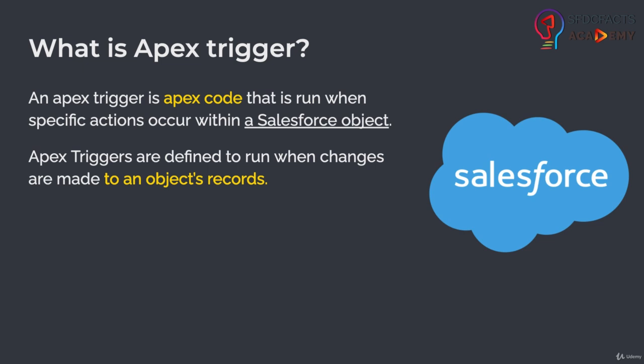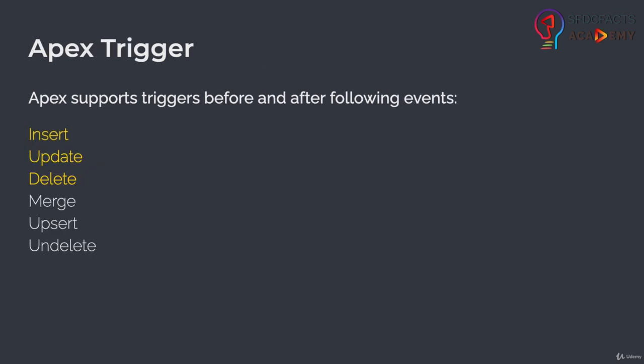You can define an Apex trigger when an insert is happening in your Salesforce object, or when an update is happening, or when you are deleting some records from your Salesforce object, or if you are merging the records in your Salesforce object, or if you are upserting or undeleting these records. So an Apex trigger supports all these types of events.